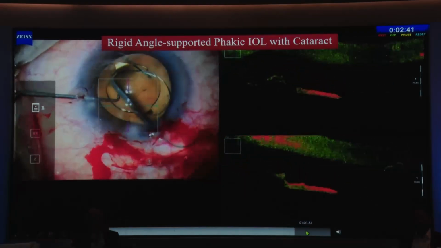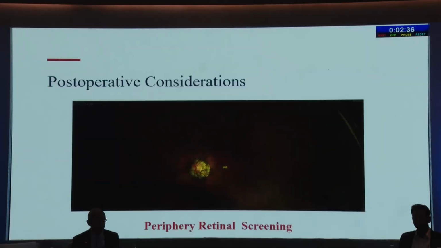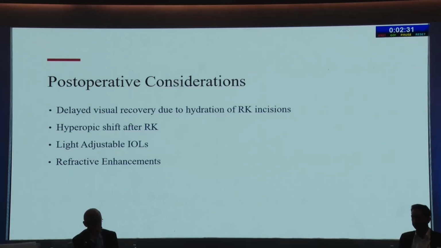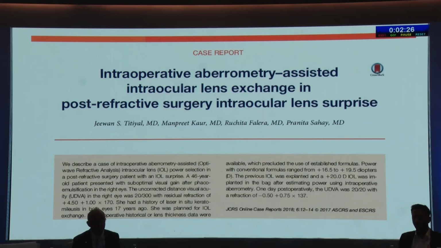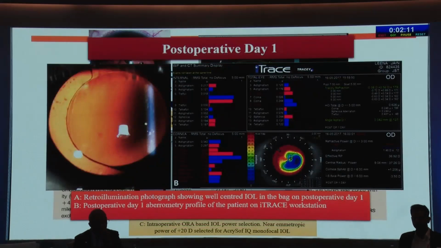Flax, again, is useful in this by doing a pre-fragmentation of nucleus and a capsulotomy. Peripheral retinal screening should be done in the post-operative period. There can be delayed visual recovery, hyperopic shift after RK. So intraop aberrometry, you may have IOL surprises despite doing all the measurements and the best of things. However, intraop aberrometry is useful if you have to plan an IOL exchange or in cases in which you think even preoperatively you are unable to get an accurate IOL power calculation. This is our case in which we did an exchange. Despite all the optical biometry, the IOL power was incorrect.